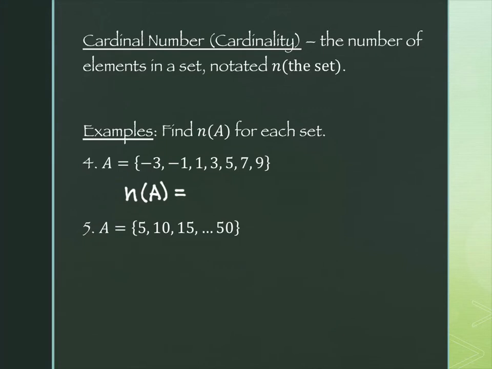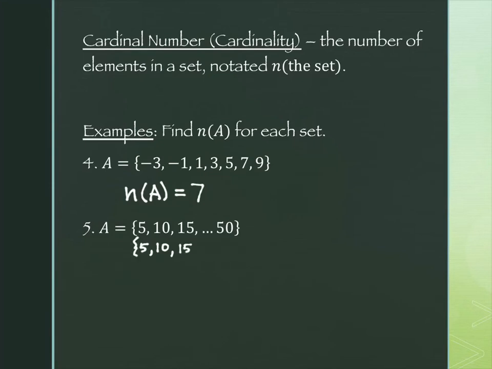What is the cardinality for the first set on number 4? Seven items in the set. That's not the set. The set is not 7, but N of the set, the number of items in the set, is 7. On number 5, we have some gaps, right? It's missing some pieces. It might be helpful in those cases to write them out just so you don't count wrong. That would be fine, or at least to count them up on your hand or something like that. I'll write them out on the screen so that we're all on the same page.